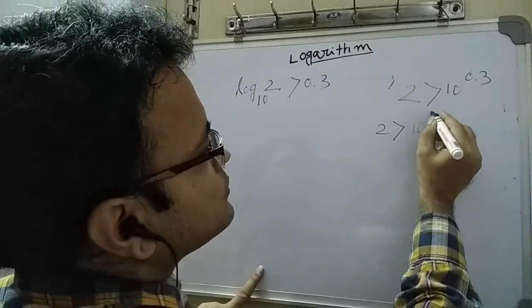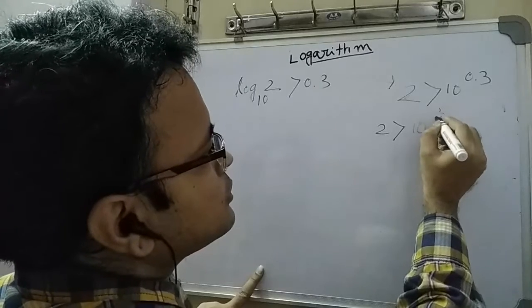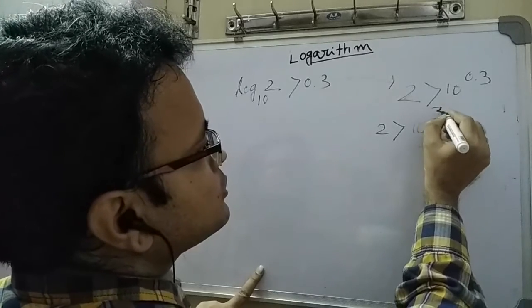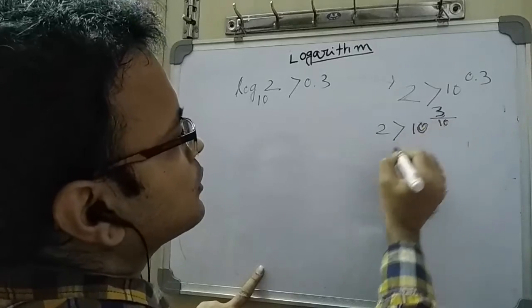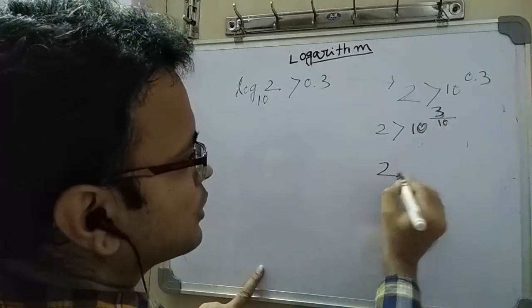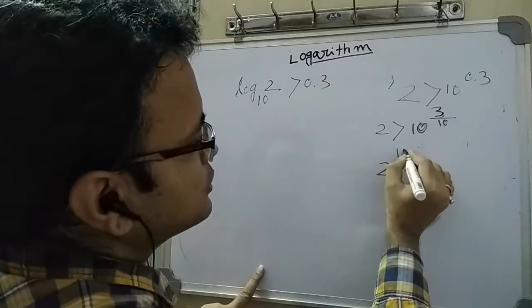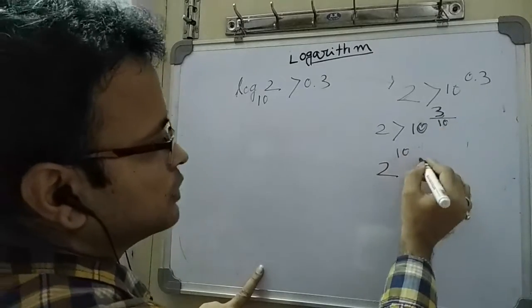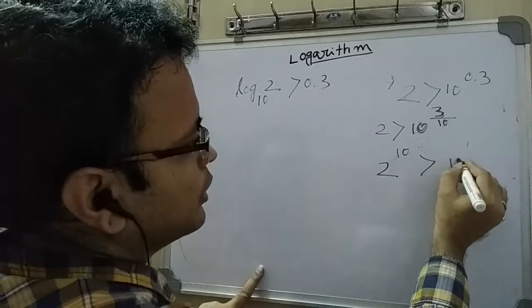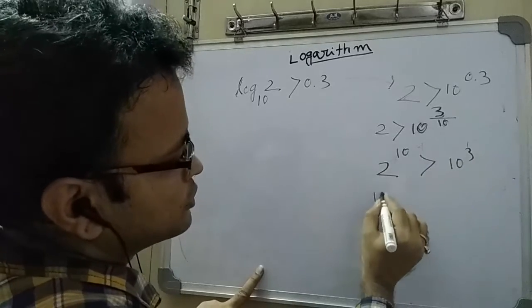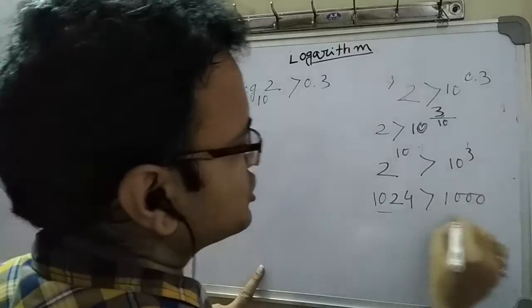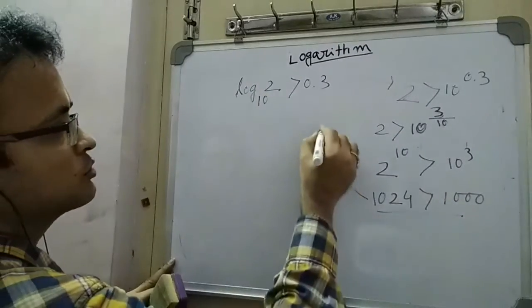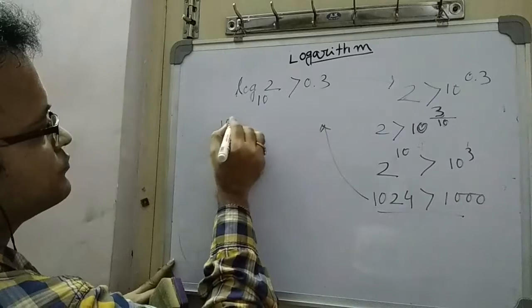0.3 is what? 3 by 10. That means I move the 1 by 10 to the left side, so it becomes 2 to the power 10 greater than 10 cube. And 2 to the power 10 is 1024, this is 1000, which is readily true. We know this. So we'll start from actually here.